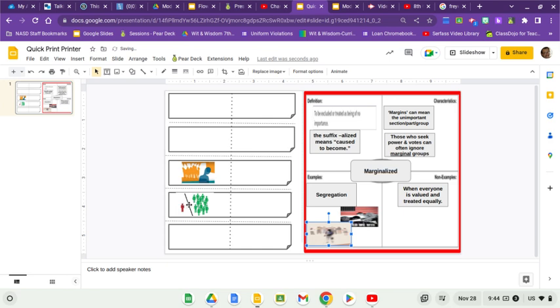You can see here a margins is kind of separated here, right? It's next to a marginal group. Can you match this picture to that part of the words? Margins can mean the unimportant section or part of a group. And here, this last example, you can also put those who seek power and votes can often ignore marginal groups, right? So you can look that the orange group would get a politician's attention, whereas the blue would not.